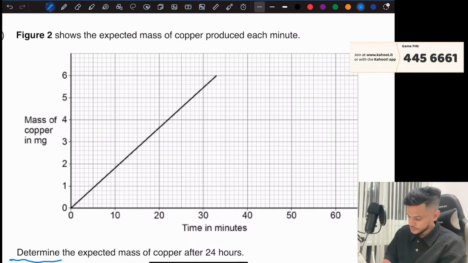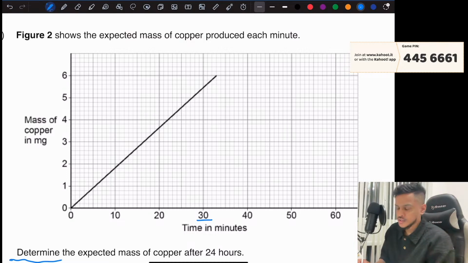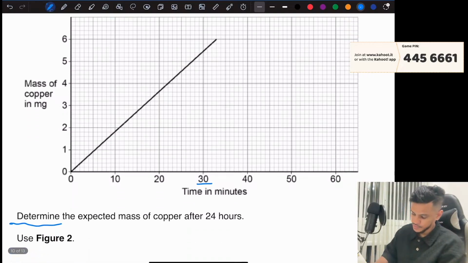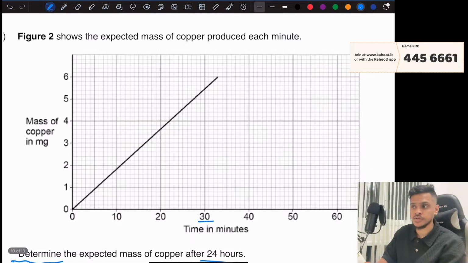So what you can do here is go to 30 minutes. 30 minutes is a good number to go to. So you basically find out how much mass has been produced after 30 minutes. We know that's half an hour. And what we can do is we can find out what 1 hour is by timesing by 2, and then find out what 24 hours is, because that's what the question's asking, by timesing it by 24.